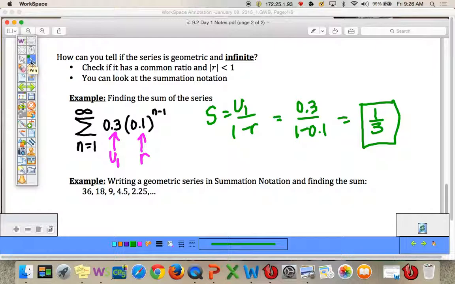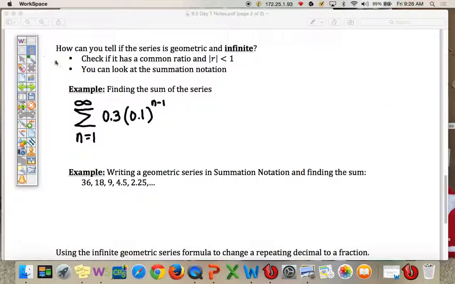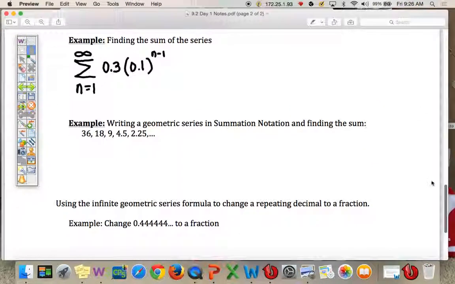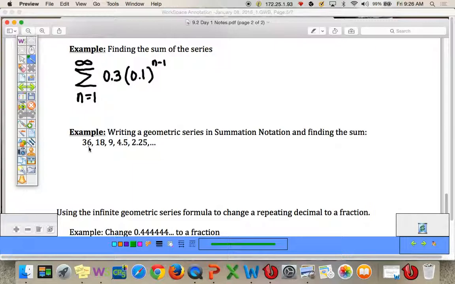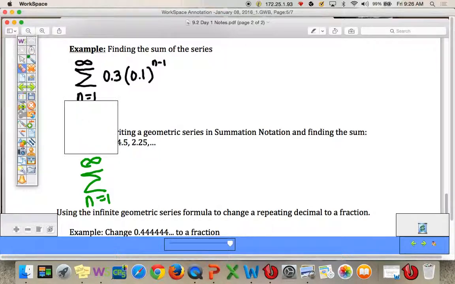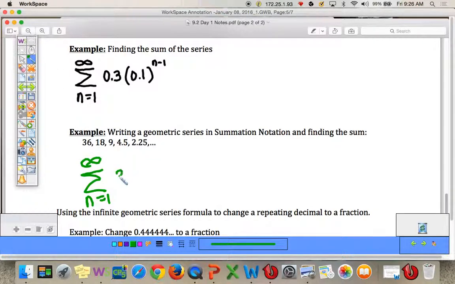Let's do another example. Write a geometric series in summation notation and find the sum. So we're going to take this and convert it to this right here. Okay, so to do that, we're going to call this our first term right here. So n equals 1 to infinity. First term is 36. What's the ratio? Take any number, divide by the number before. It looks like half. And since we started the first term, we need this to be n minus 1 so that we get it to be the correct term.